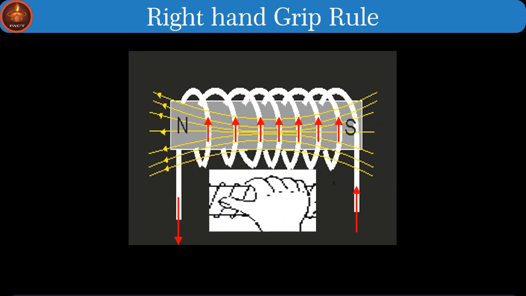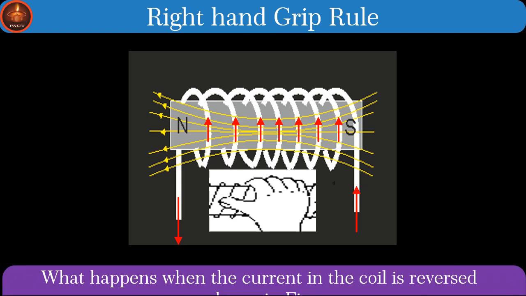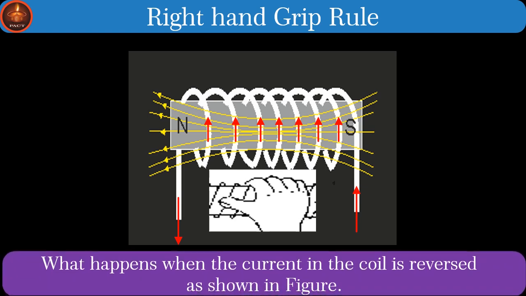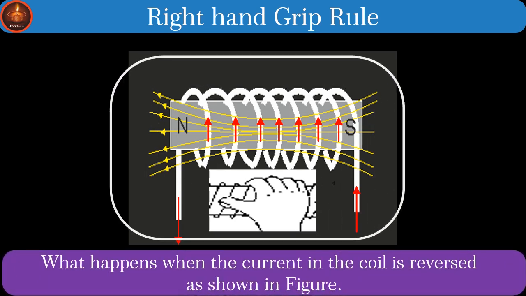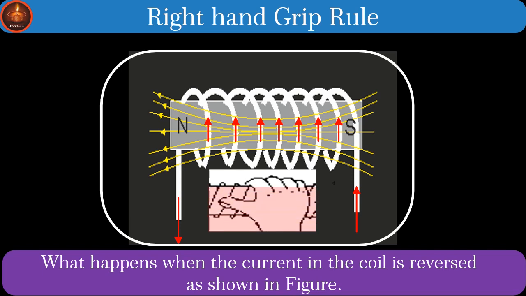Friends, now let us see what happens when the current in the coil is reversed as shown in the figure. How to grip the coil is shown. You find that when the current in the coil is reversed, the direction of the north pole also is reversed. Note that. Next, we shall apply the right hand rule, analyze and understand Lenz's law.